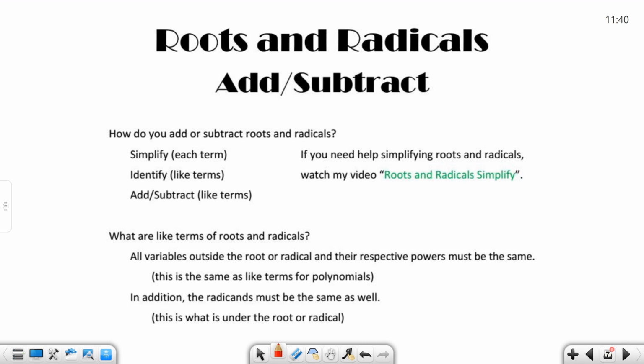Same thing goes here. But in addition to that, the radicands, that's what's underneath the root or radical, must be the same as well, exactly the same. So if you have the square root of 2x, your other square root better be 2x. If it's not, those things can't be alike no matter what's outside the radical. Okay? But the variables outside the radical, all to the same respective powers, and what's under the radical has to be identical, or it's not a like term.